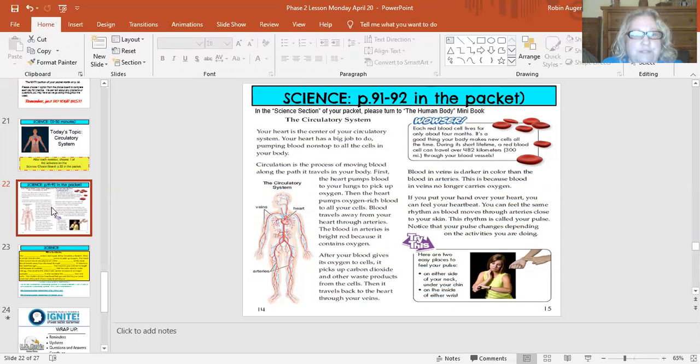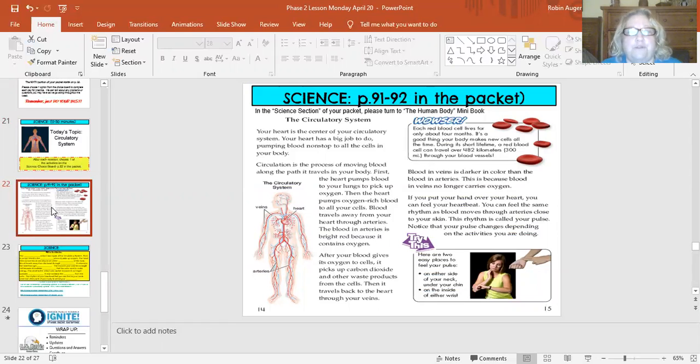After your blood gives its oxygen to the cells, it picks up carbon dioxide and other waste products from the cells. Then it travels back to the heart through your veins. The blood in veins is darker in color than the blood in arteries. This is because blood in veins no longer carries the oxygen.